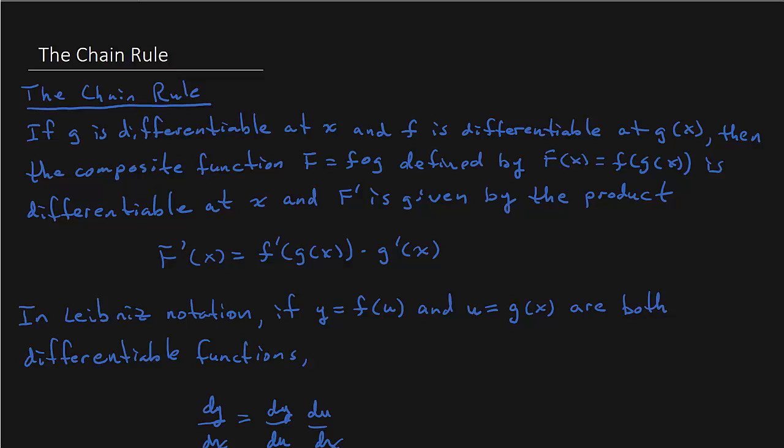It says if g is differentiable at x and f is differentiable at g of x, then the composite function big F equals f circle g, defined by big F of x is equal to f of g of x. Remember this from algebra. The composition is differentiable at x, and F prime is given by the product: big F prime of x is equal to little f prime of g of x times g prime of x.